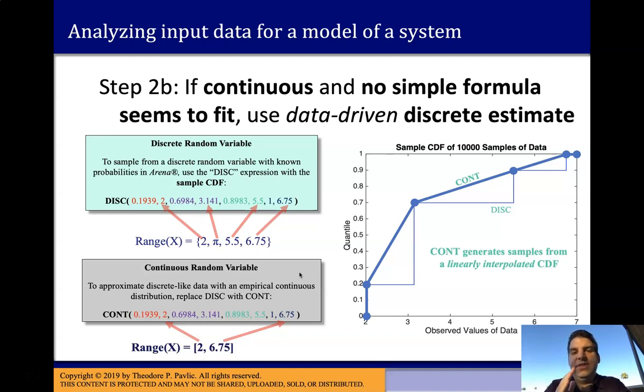So in short, if it's continuous data and no simple formula seems to fit, then take your data and form a discrete estimate where even if every single outcome that you saw is unique, just pretend like they were discrete outcomes. And then from there, use DISC or CONT to end up implementing that histogram or that cumulative distribution function that you got from that raw data.